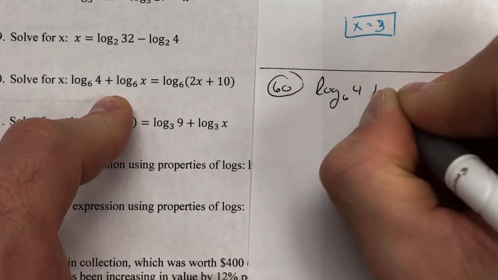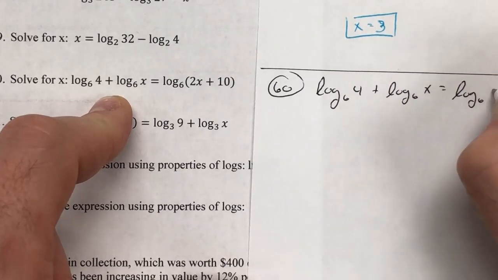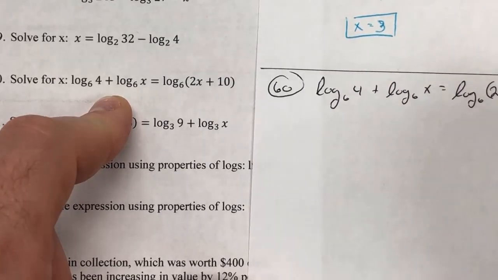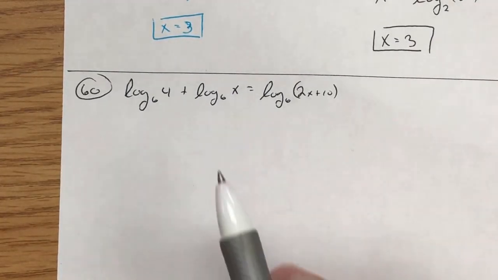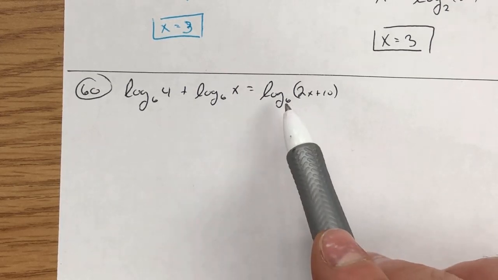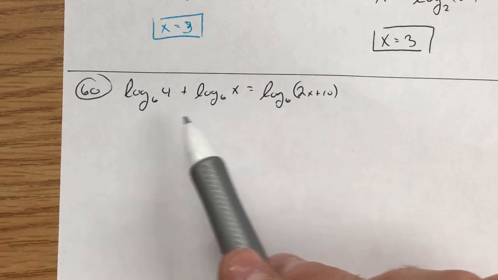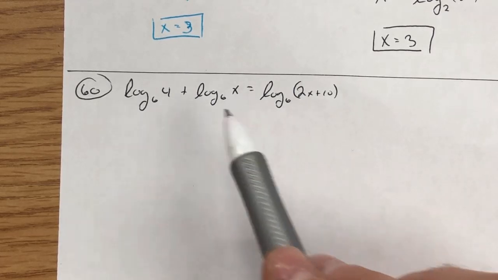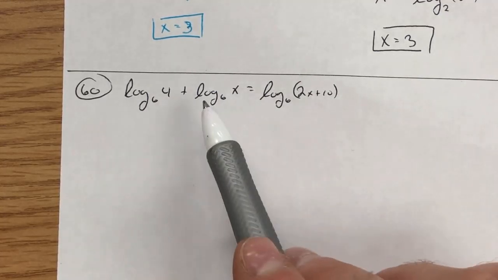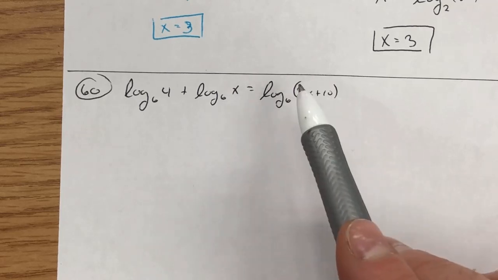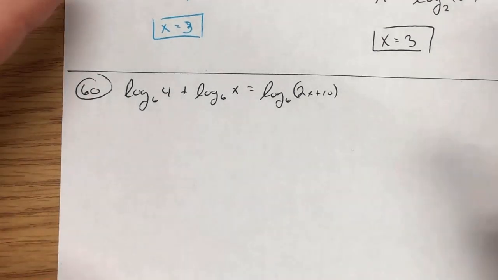Log base 6 of 4 plus log base 6 of x is log base 6 of 2x plus 10. Okay. So now one of the things that you will notice is that when I have common logs, what I would like to do is combine a log on both sides. And these aren't common logs, these are, let's call them like logs. So log base 6, log base 6, log base 6. I want to combine them into a singular log on the left and a singular log on the right, in which case, if they have the same base, I can drop the logarithmic expression entirely.